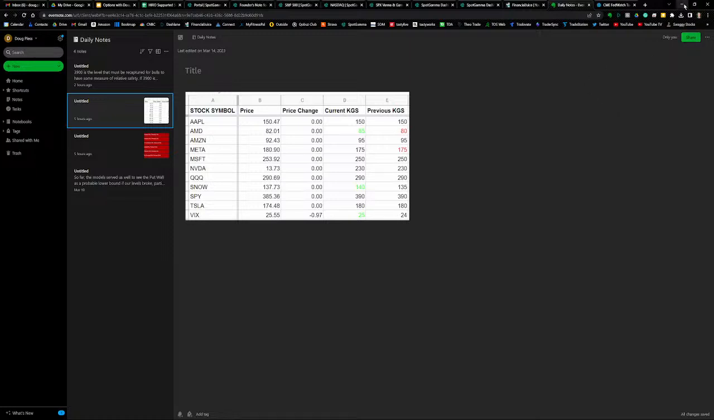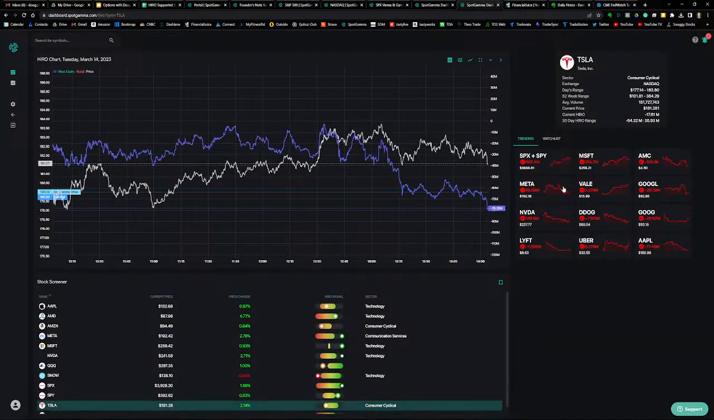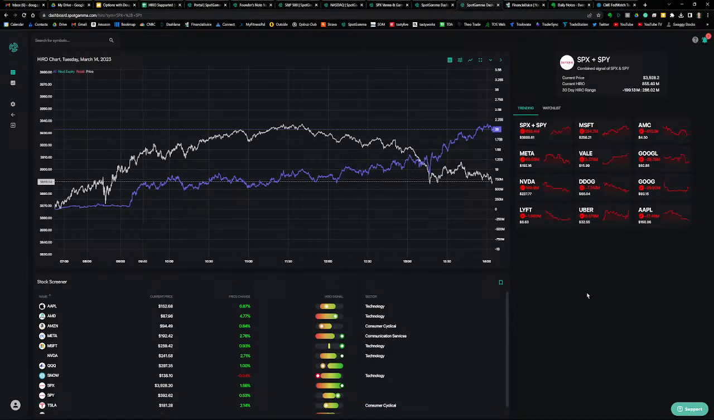All right, so let's go back and take a look at setups now. This is SpotGamma HERO, and this is showing the hedging impact of real-time options. That's what HERO stands for, and this is for the S&P 500, showing a combined signal of SPX and SPY options trades and market makers' hedging activity.